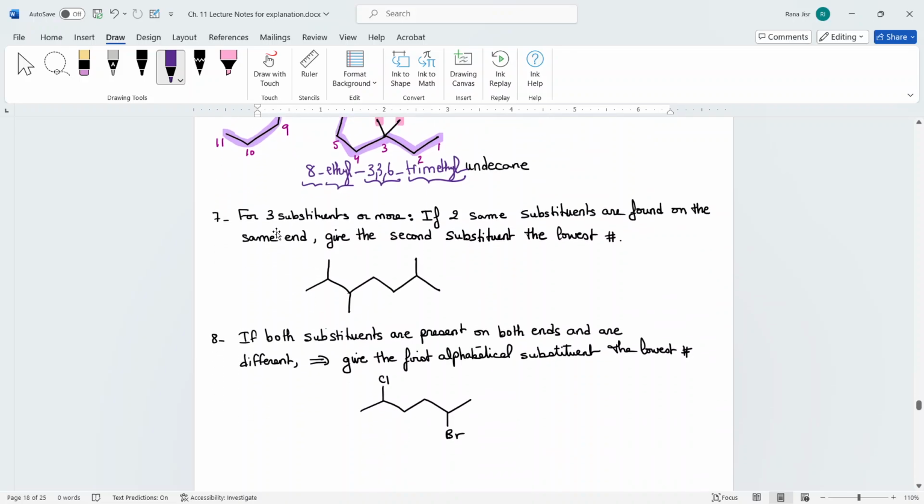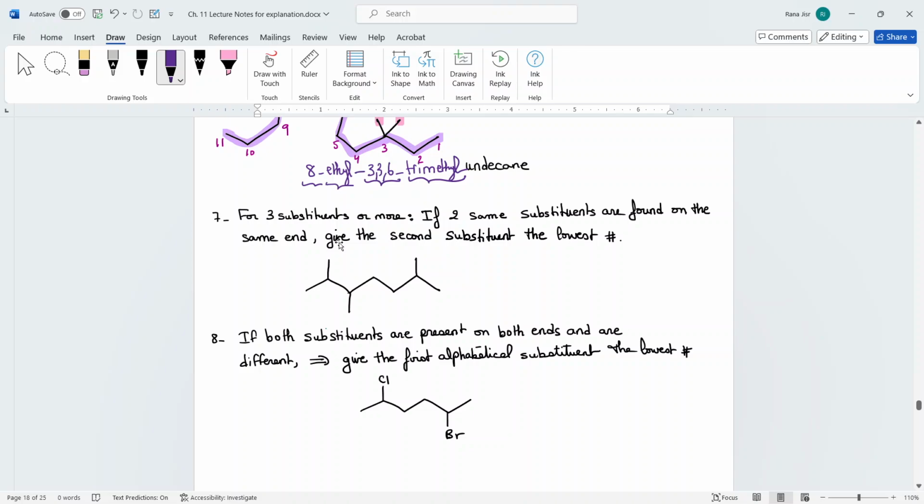There are other rules if you have 3 or more substituents. If 2 substituents are found on the same end, like something like this. If I start numbering from this side, this CH3 will be on carbon number 2. And if I start numbering from this side, the CH3 will also be on carbon number 2. So which side am I starting to number?